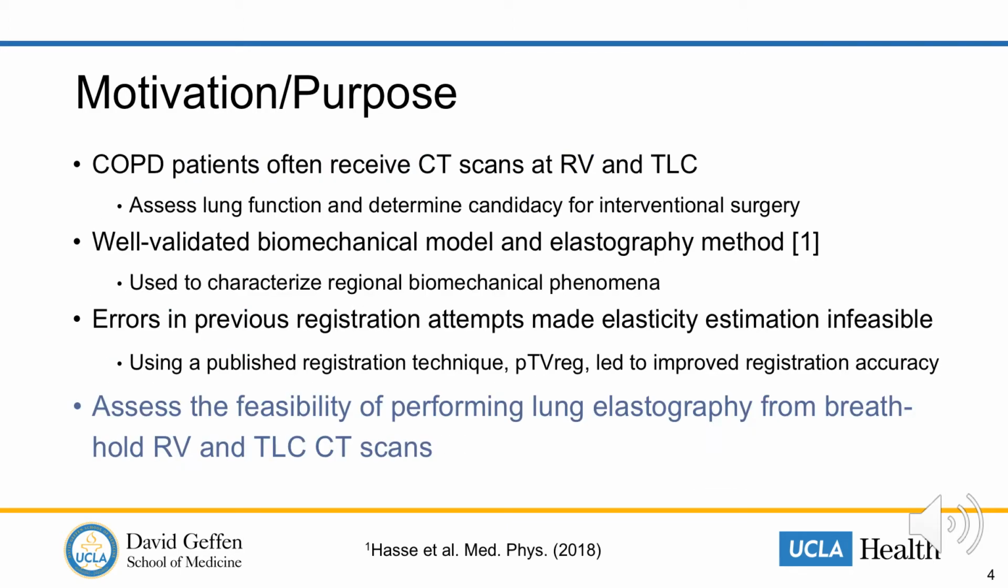Patients with lung disease, such as COPD, often receive CT scans at residual volume and total lung capacity in order to assess overall lung function and candidacy for interventional surgeries. Previous publications from our group have proposed a well-validated biomechanical model which provides useful information about regional lung function through recognition of the reliance of lung tissue on certain mechanical properties. We have demonstrated the feasibility of elastography as a novel biomarker for COPD staging according to GOLD criteria. Using this method, regional biomechanical phenomena, such as air trapping, can be characterized.